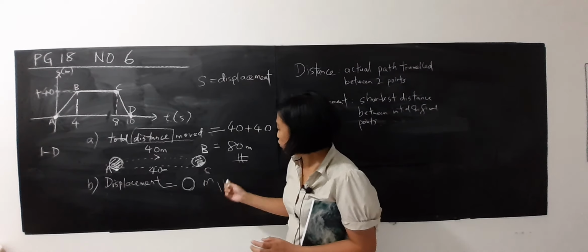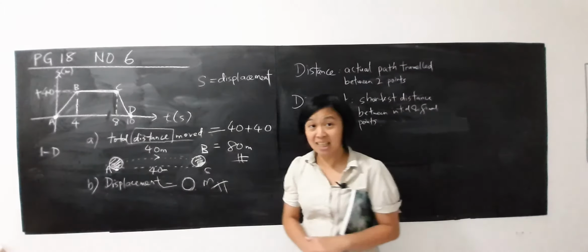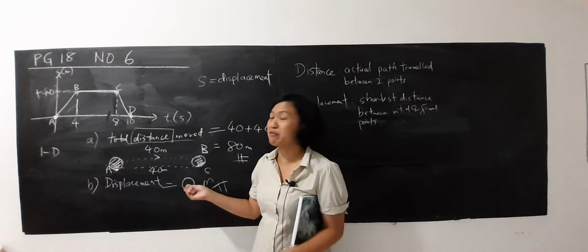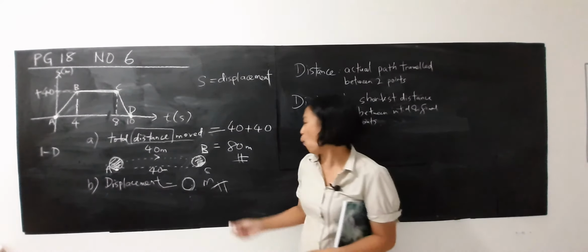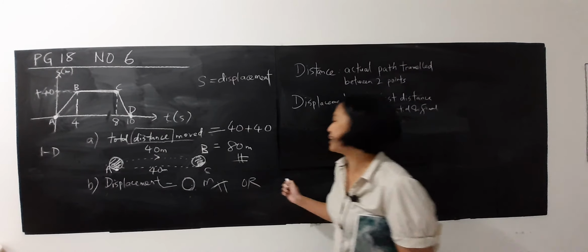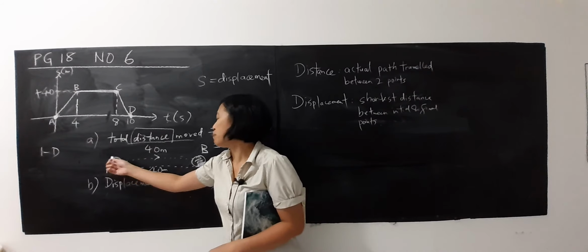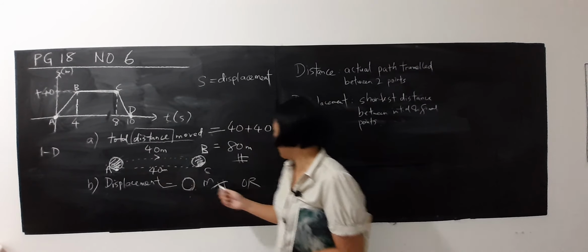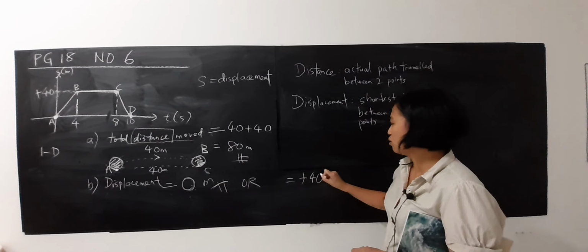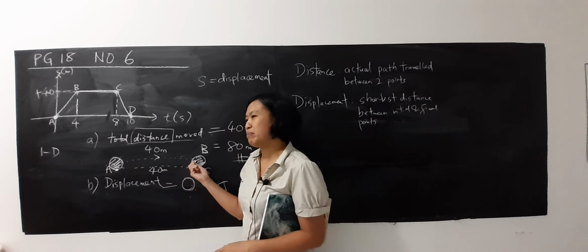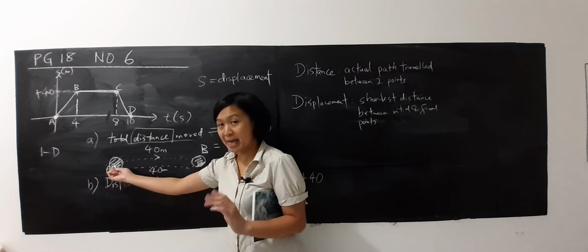Sebenarnya ada cara lain untuk kita dapat kosong ini. Okay. So this one first method. Remember, if the initial and the final point same, means the value for the displacement always 0. Or what else? The method you can use. The second method will be, okay, we know that pada mulanya objek ini ke kanan kan. Jadi displacement kalau ke kanan positif 40. Kemudian dia berehat kan, berehat jangan kira. Dia berehat lepas tu finally dia balik ke point A kan.